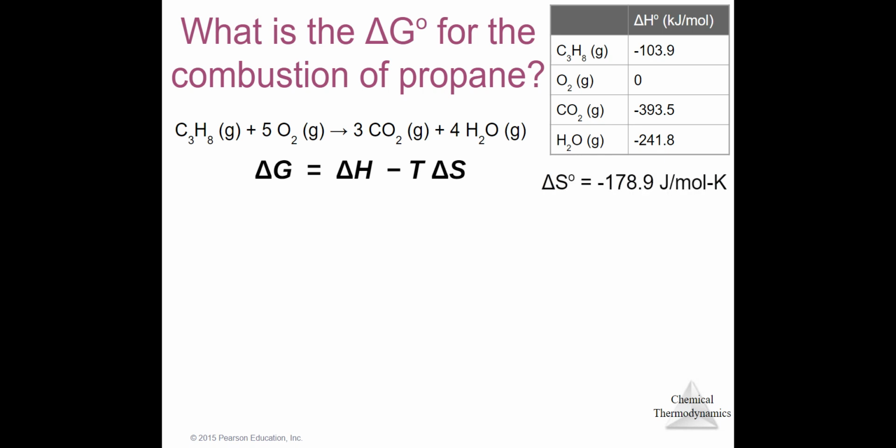And a reminder from our last video, in case you don't have the notes in front of you, we've already calculated our change in entropy, delta S, to be negative 178.9 joules per mole Kelvin. So now you have information in the chart about your enthalpy, your delta H. I'd like you to take a minute to use that to help calculate what your delta G is going to be.